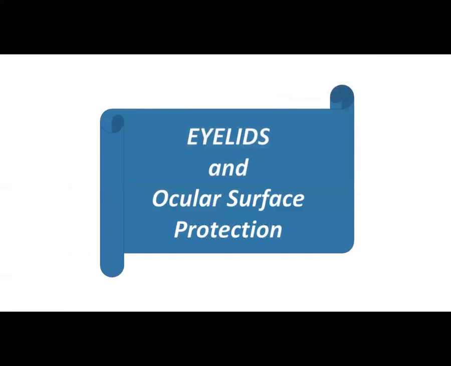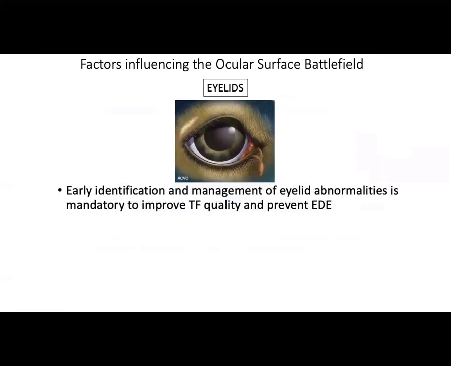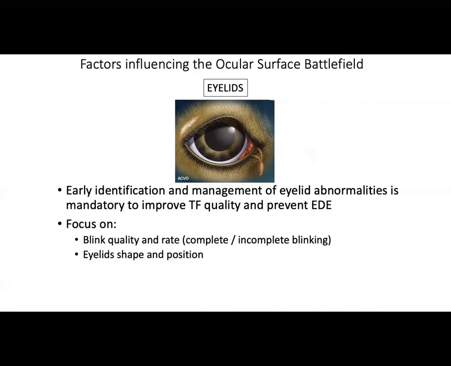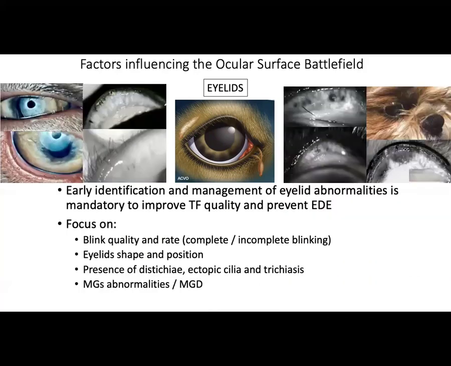We must carefully examine also the eyelids. Early identification and management of eyelid abnormalities is mandatory to improve tear film quality and prevent evaporative dry eye. We must focus on blink quality and rate to see if there is complete or incomplete blinking, and eyelid shape and position, but also presence of distichiae, ectopic cilia, and trichiasis, and then meibomian gland abnormalities and meibomian gland dysfunction, like shown in meibography here.